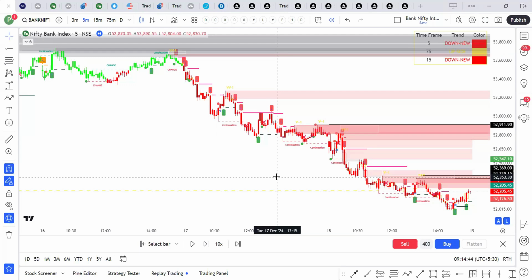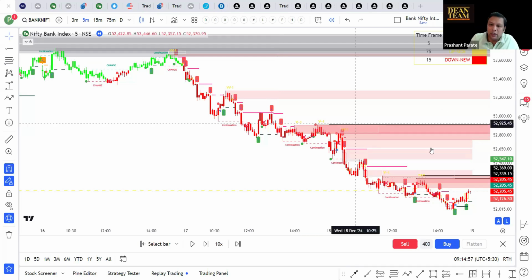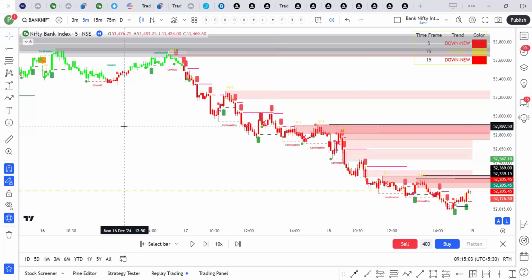Now, sir, nowadays, the trend in 5 minutes and 15 minutes, the trend in 15 and 75 minutes should also be down, right? If you are taking a down trade. So if you are shorting on the 5-minute chart, at least 15 minutes should be in your favor. Even if 75 minutes is up, 15 minutes should be at least in our favor, right?